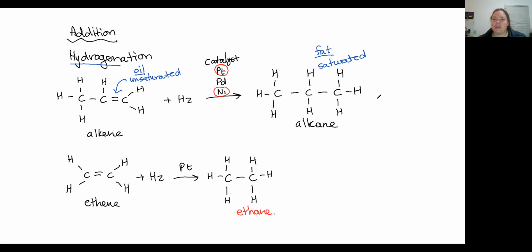So over here, you can see what we get. We start with ethene. We add in hydrogen in the presence of platinum, and we get out ethane. We start with ethene and we get out ethane.